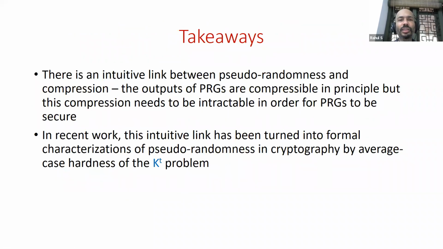So what are the takeaways here? There's an intuitive link between pseudo-randomness and compression as well. We already saw links between complexity and compression, between learning and compression, and now there are links between pseudo-randomness and compression as well. This comes from the fact that outputs of PRGs are compressible in principle, but the compression needs to be intractable in order for PRGs to be secure. And in very recent work, this intuitive link has been turned into formal characterizations of pseudo-randomness in cryptography by average case hardness of problems, just K^T and Kolmogorov complexity.